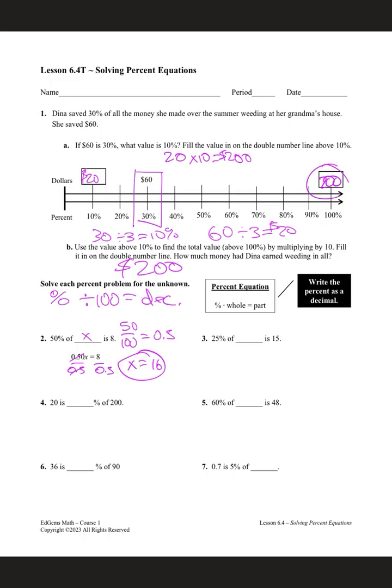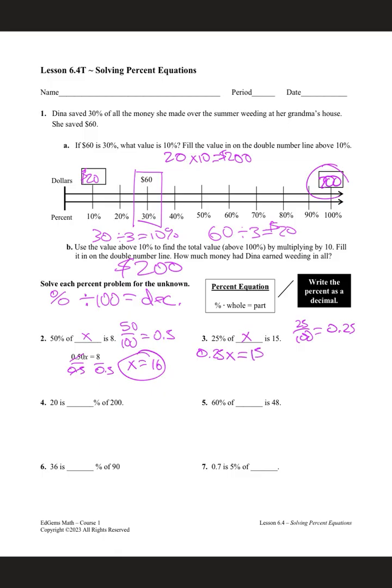All right. Number 3. Number 3 says 25% of blank, our unknown, okay, is 15. So we're going to go 25 divided by 100, and that's 0.25. If you're using a calculator, which I suggest you use, okay, make sure you trust but verify. I might be bald, but I'm not perfect. So here we go. So we're going to go 0.25 times x is 15.